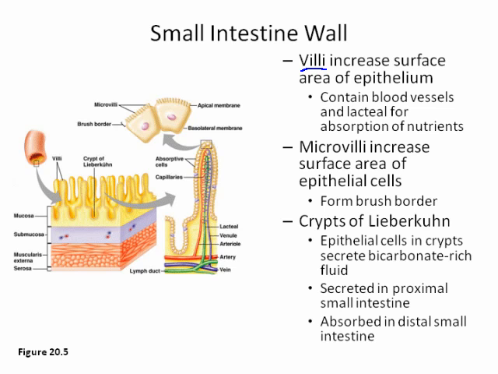So, as I said, the villi increase the surface area of the epithelium and contain these blood vessels and the lacteal. Microvilli increase the surface area even more, and they form what we call the brush border. There are many enzymes located in the brush border, and these are called, because of that, brush border enzymes. There are also the crypts of Langerhans, and these are epithelial cells in the crypts that secrete a bicarbonate-rich fluid. I've mentioned this in a previous slide. This is secreted in the proximal portion of the small intestine, so largely in the duodenum. But the bicarbonate is recirculated, so it's actually absorbed in the distal portions of the small intestine and then reused.